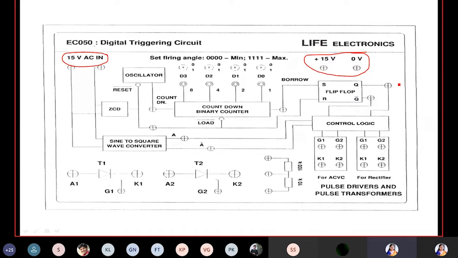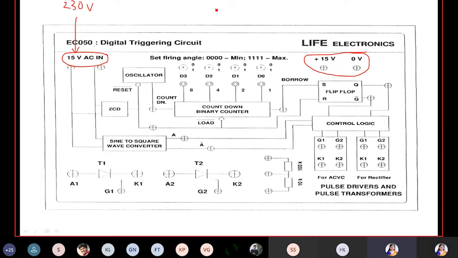What is the single phase supply available for us? 230 volts, 50 hertz. 230 volts 50 hertz is the single phase supply available for us. So that 230 volt single phase 50 hertz supply is stepped down to 15 volts AC first. In this kit you will have a transformer built inside. That transformer will convert 230 volts AC to 15 volts AC, and it is provided here.